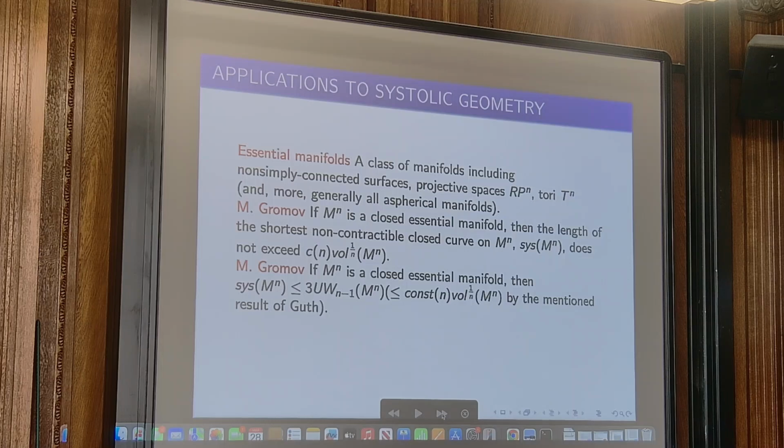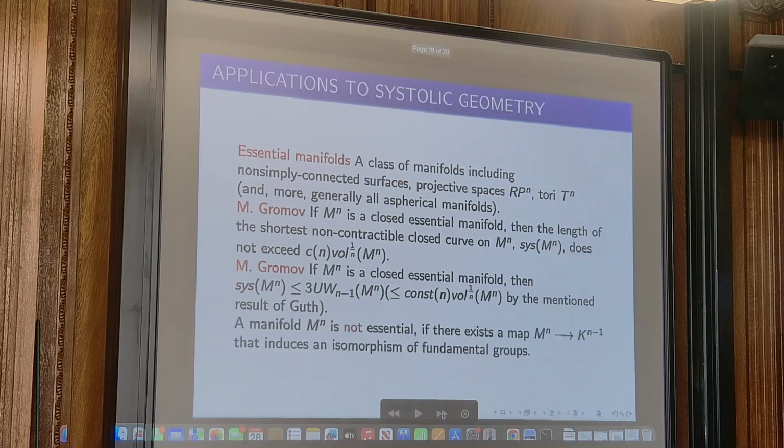Essentiality is a property of homotopy types of manifolds. It's not a metric property. It's a class of smooth manifolds that includes non-simply connected surfaces, projective spaces, tori, and more generally all spherical manifolds. If you care about the definition, it's easier to give a definition of which manifold is not essential. A manifold is not essential if there exists a map to a lower dimensional simplicial complex that induces an isomorphism of the fundamental group. Correspondingly, it is essential if there is no such map.